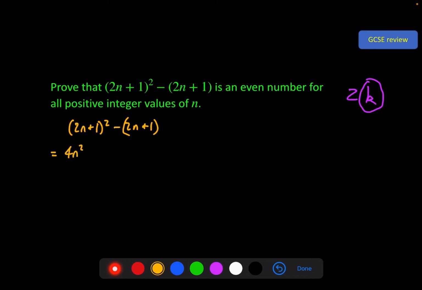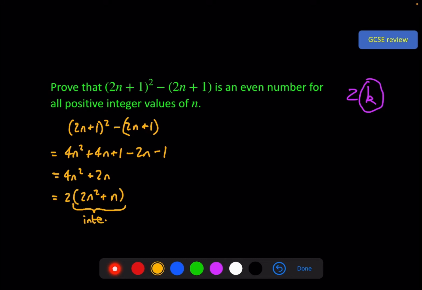That gives us 4n squared plus 4n plus 1 minus 2n minus 1. Collecting like terms, we end up with 2n squared plus n. And we know that any positive integer value of n will make this expression here an integer. And the 2 in front, 2 times that integer, will always be an even number. So we have proven that this expression will always give you an even number if n is a positive integer value.